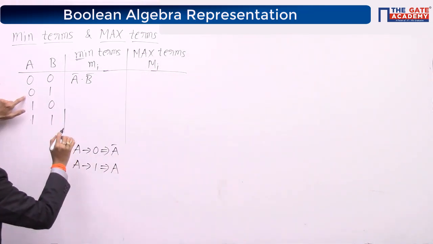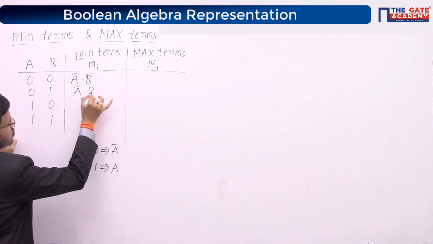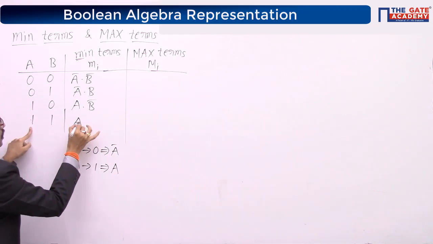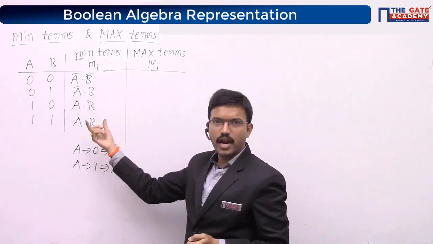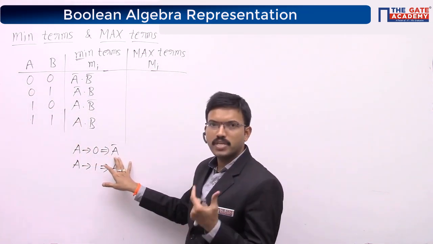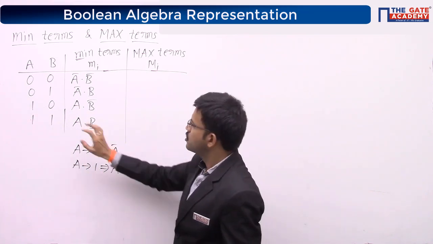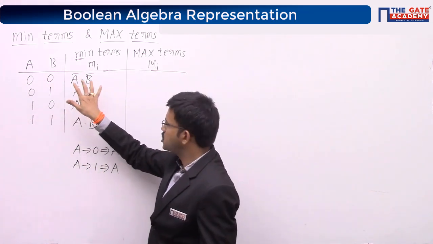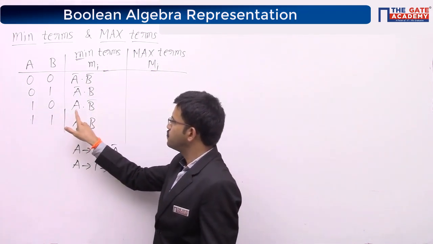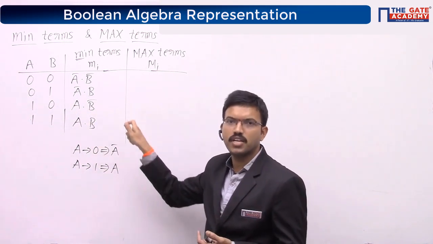Next, similarly here, a value is 0, that means a bar, and b value is 1, b. Similarly here, a and b bar. The last one is a and b. Here we are considering logical AND. If the variable is 0, I represent it as the complement of the variable. If the variable is 1, I represent it as the normal variable. By substituting these values, you will get output 1. Just check: here 1 0, 1 and 0 bar. 0 bar is nothing but 1, so logical AND of 1 and 1 is 1.